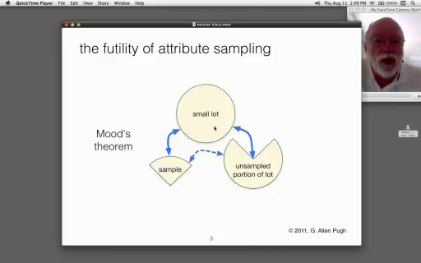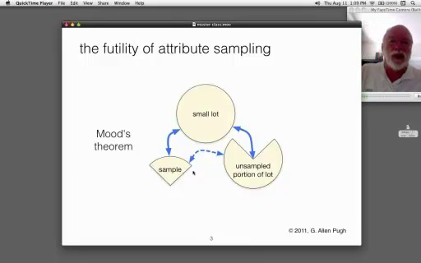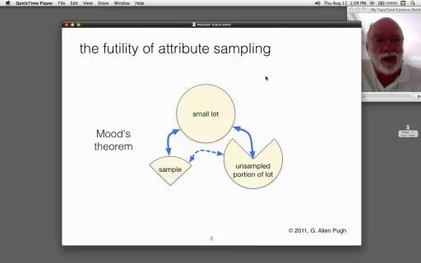What's happened is that once I break a lot into a sample and the unsampled portion of the lot, what I really want to do is to pass judgment on the unsampled portion based upon the sample. Mood further showed that there is no correlation whatsoever between the sample and the unsampled portion of the lot. This is so counterintuitive to many folks that we had to resort to things like simulation, and not just simulation in software, but simulation physically, to try to convince people this is indeed true.